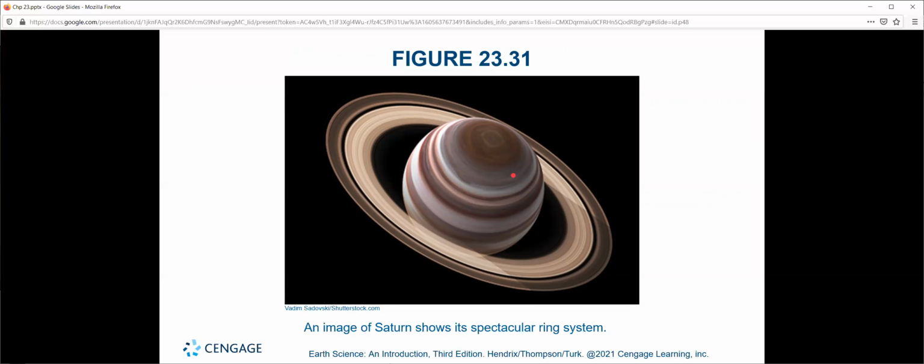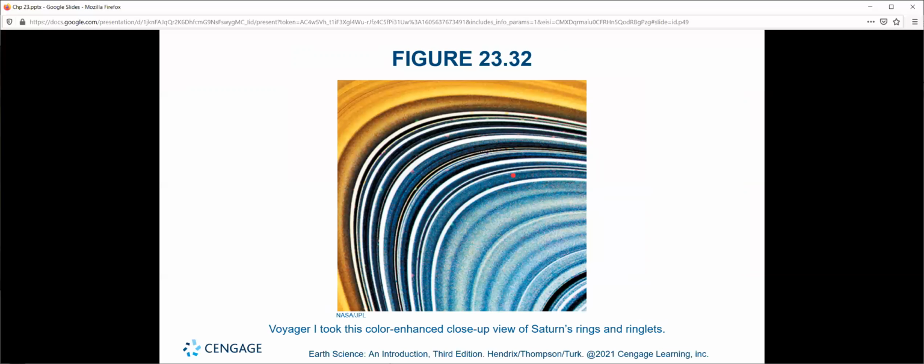Image here showing Saturn's rings. If you say Saturn, you're picturing this, right? We all know what Saturn's rings look like. Here's an actual picture of Saturn's rings as taken by Voyager 1, color, of course, enhanced. I think Voyager only took black and white pictures. But yeah, you can see all these thick rings here and the little teeny ringlets floating around. Really cool stuff, right?